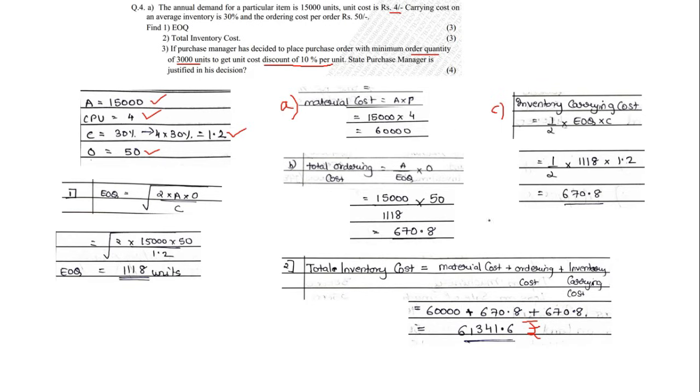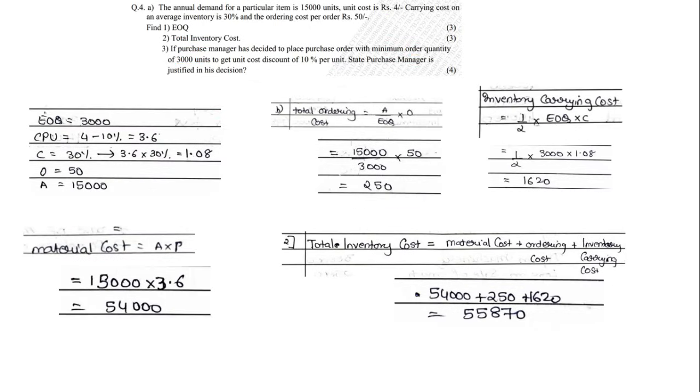Remember, the total inventory cost here is 61,341. When we solve this part, if we get a cost less than 61,341, then it will be a justified decision of the purchase manager. Chalo, so first we will note down the new data which they have given us.